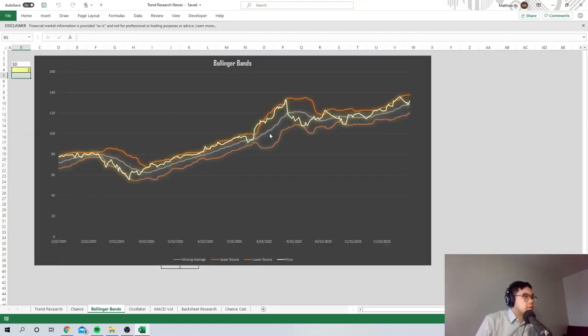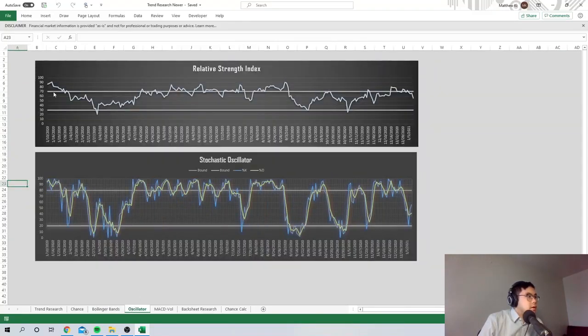So there's that. Bollinger Bands, I kind of went over this. If it's above the band, that means it could go back down. If it breaks outside of the upper band, that means it's a strong sell. If it's below the lower band, that means it's a strong buy. Oscillators, if it's above the line, that means another sell. Below the line, buy. Same with this one.